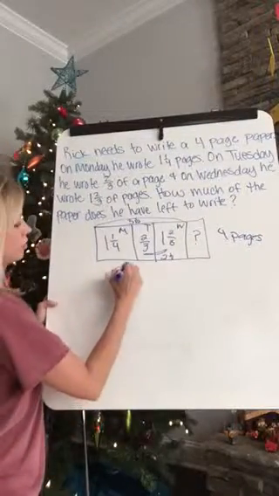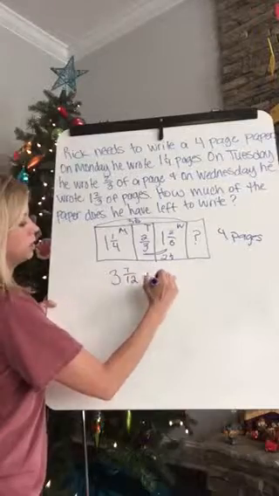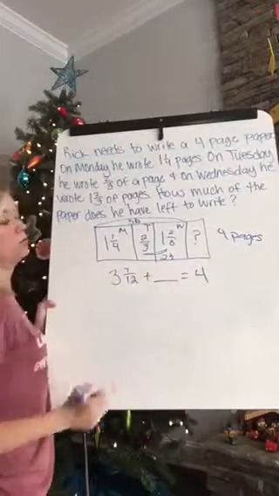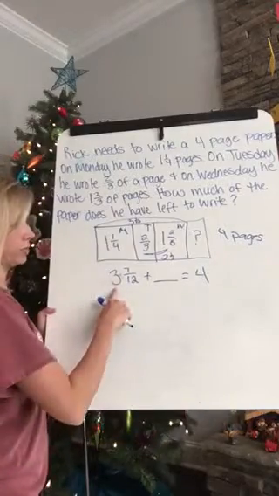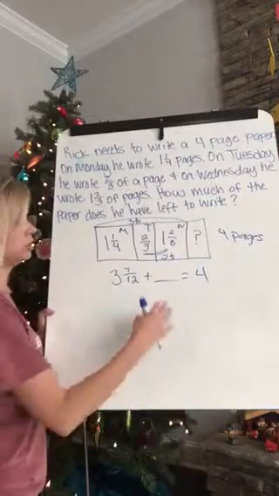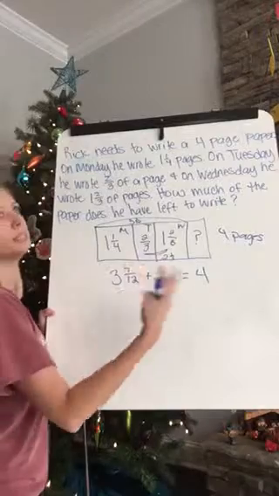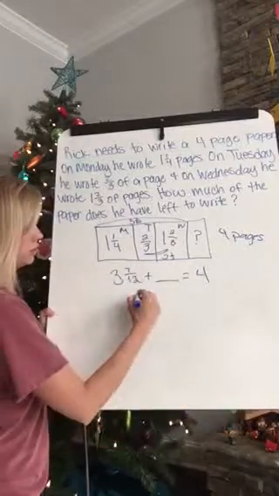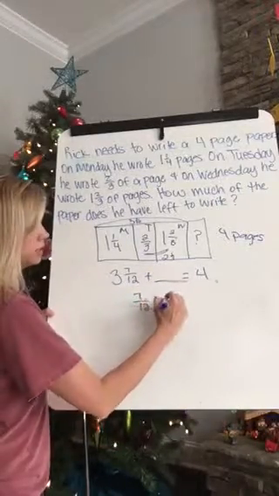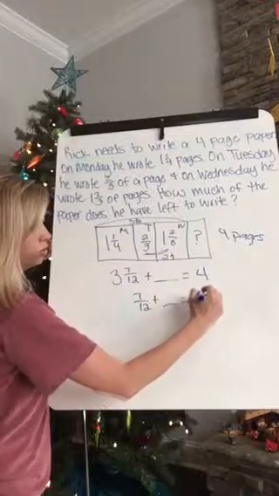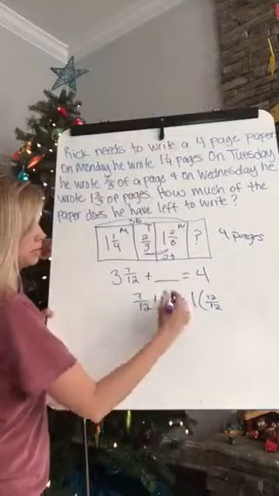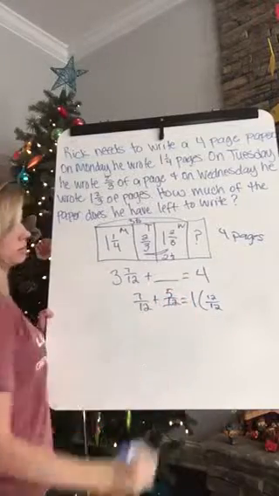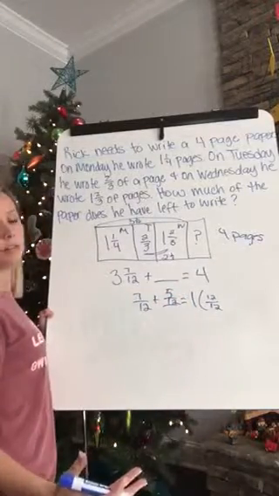I could say 3 7/12 plus what is going to equal 4 pages. Well, we've already got 3 wholes, so we don't need any more wholes. We just need to know how many 12ths to get to another whole. So 7/12 plus what is going to equal a whole, and we know that a whole is 12/12. So what is it? 7 plus 5/12. So how much does he have left to write?